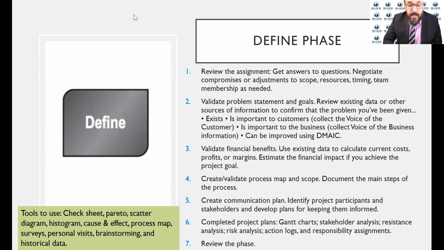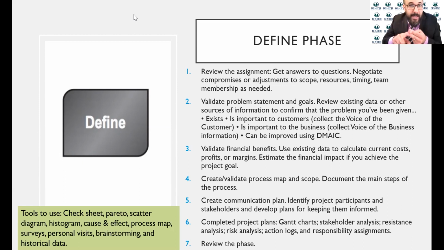That's number 6. You create the Gantt chart, stakeholder analysis, resistance analysis, risk analysis, action logs, responsibility assignments. So in the plan, in the first phase, you do a lot of planning. The most important thing is to accept the project, identify the resources that you need. You could negotiate the membership of the team, you could negotiate the resources and these other things that you need for the project.